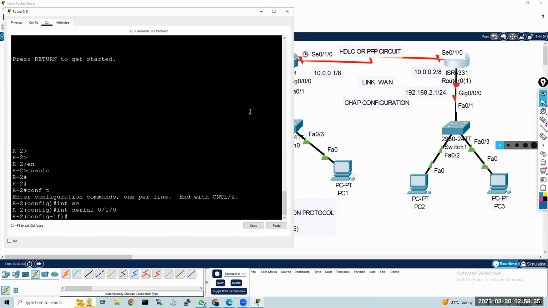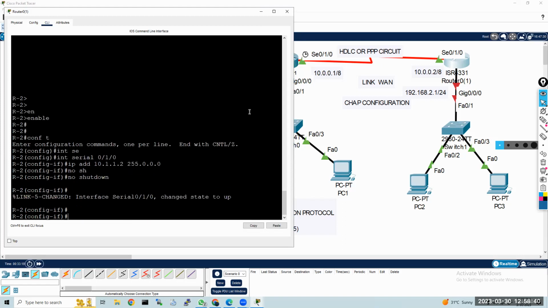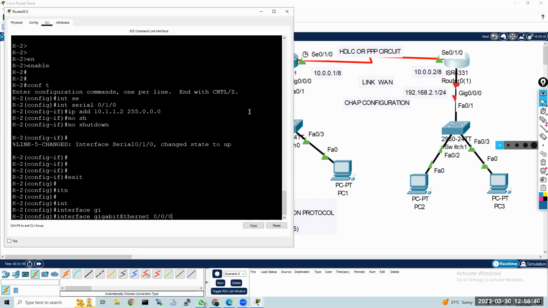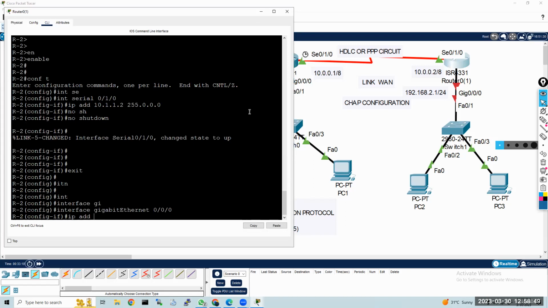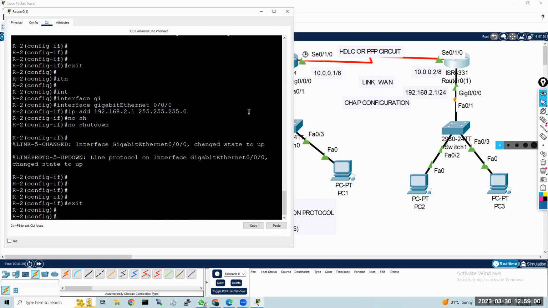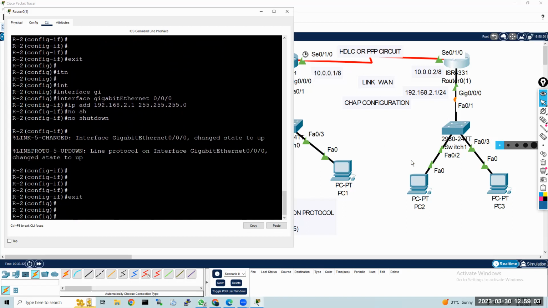On R2, enable, config, serial 0/1/0, IP address 10.1.1.2, no shutdown, exit. Again FastEthernet, IP address 192.168.2.1. DHCP is not required. Just give it for 2 PCs. Why configure DHCP? If around 20-30 computers are connected, then it's better to configure DHCP. Right now for only 2 PCs it is not required, so you give static addresses.